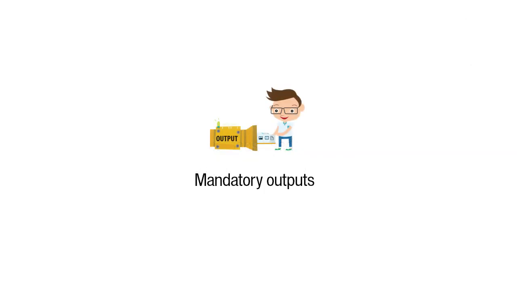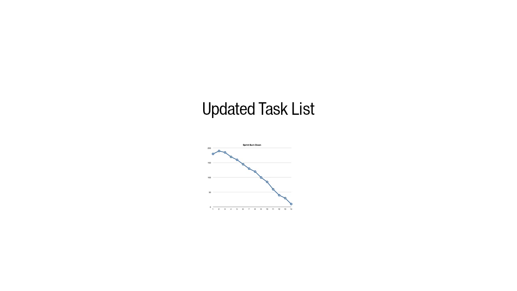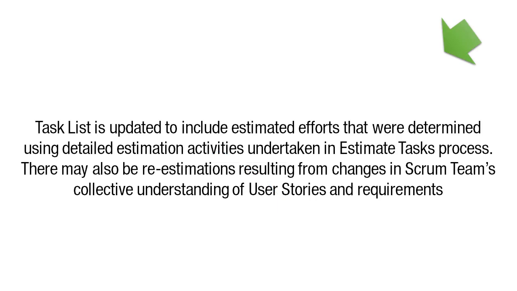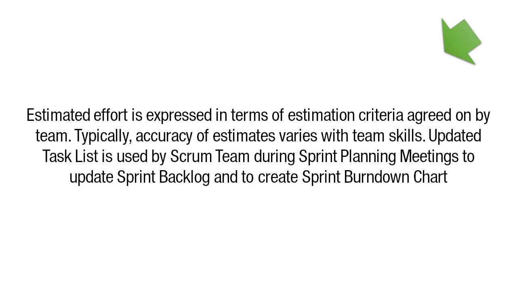Let us now discuss the mandatory outputs of this process. These are updated task list and updated Scrum board. The task list is updated to include the estimated efforts that were determined using the detailed estimation activities undertaken in the Estimate Tasks process. There may also be re-estimations resulting from changes in the Scrum team's collective understanding of user stories and requirements. Estimated effort is expressed in terms of the estimation criteria agreed on by the team. Typically, the accuracy of the estimates varies with team skills.